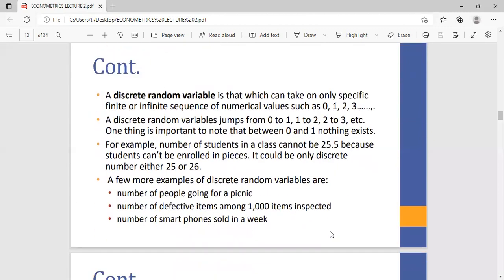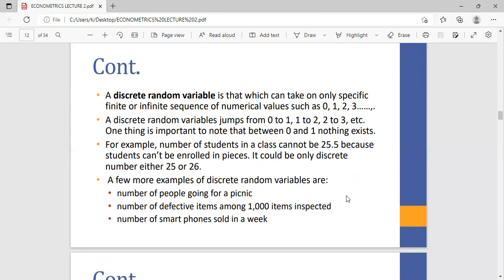Let us discuss what is a discrete random variable. It is a variable which can take on only a specific finite or infinite sequence of numerical values such as 0, 1, 2, 3. A discrete random variable jumps from 0 to 1, 1 to 2, 2 to 3, etc. One important thing is that between 0 and 1, nothing exists.